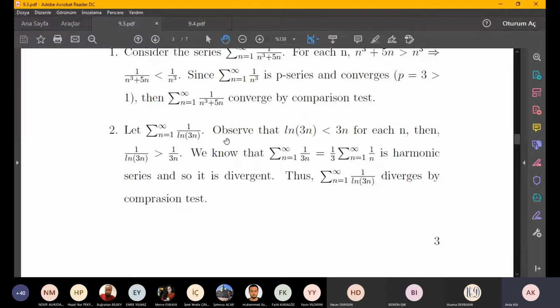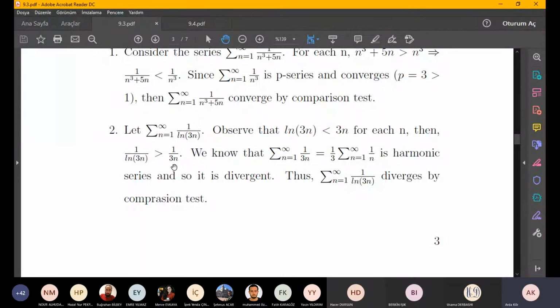So we will start by comparing the ln function with x, ln x and x. We know that for x values greater than 0, ln x is always smaller than x. If you apply it for 3n, for each n positive integer, you have this inequality which says ln 3n is smaller than 3n. Then 1 over ln 3n is greater than 1 over 3n.